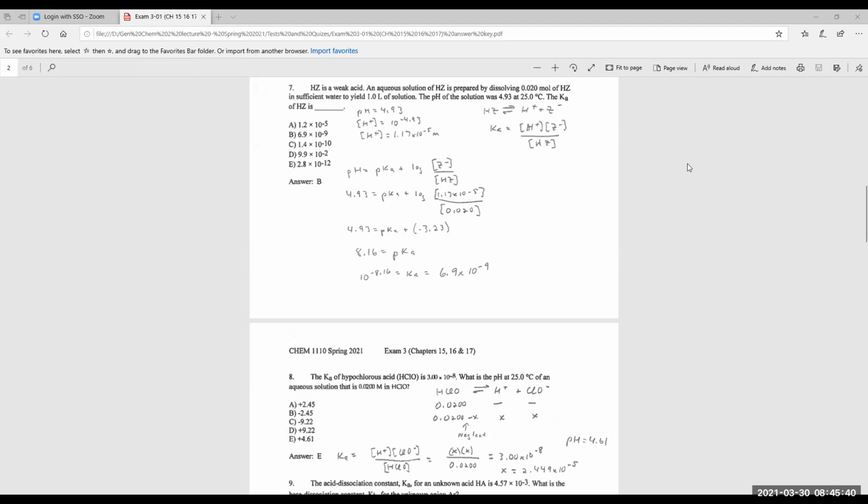So we can go ahead and plug that into our Henderson-Hasselbalch equation. And so we have pH, which is 4.93, equals pKa plus the log of 1.17 times 10 to the minus 5 divided by that original concentration of 0.02 for Hz. Then it's a matter of working through the math. And if you do that correctly, you get 6.9 times 10 to the minus 9 as the Ka value.